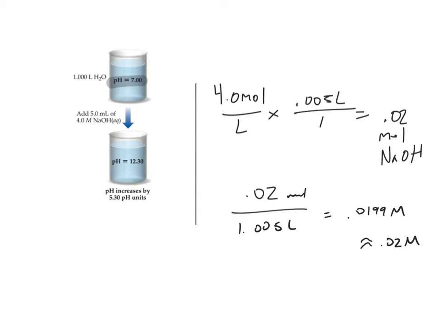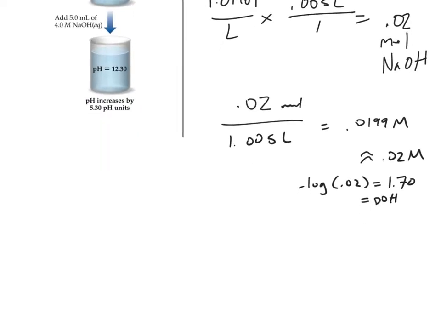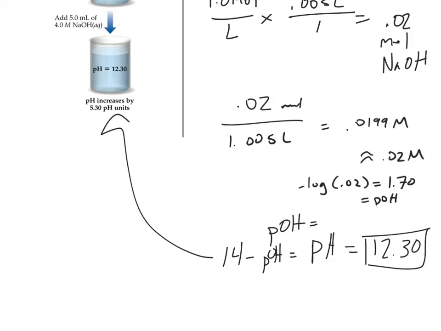Since this was a strong base, this is the concentration of the OH. If I take the negative log of 0.0199, I will get an answer of 1.70. But keep in mind, that's the pOH, because I take the negative log of a base, that's the pOH. And if I take 14 minus the pOH, I'll get the pH. If I take 14 minus 1.70, I get 12.30, which matches what we see over here in this little picture on the left.